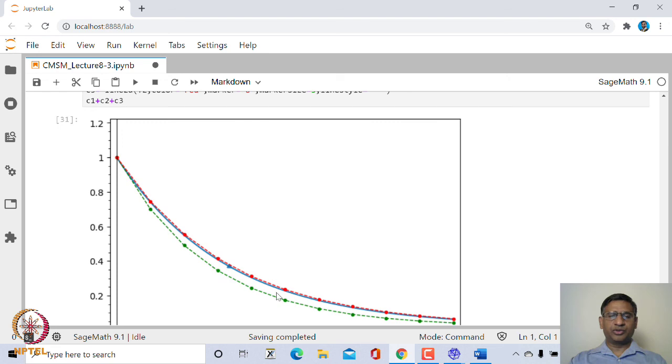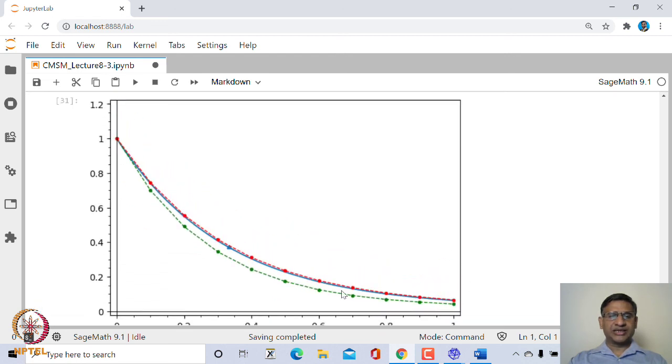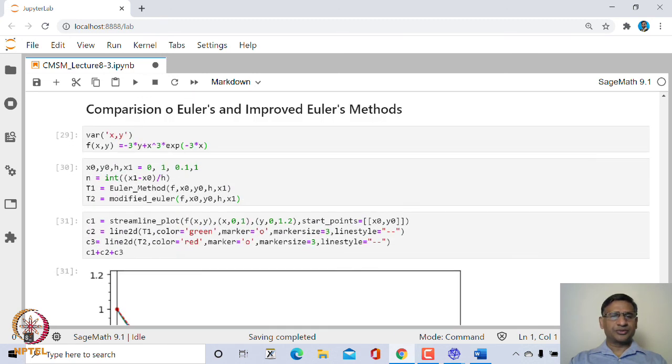So here this blue one is the exact solution, the red one is the solution obtained using modified Euler's method, and the green one is the solution obtained using Euler's method. So you can see here the green one is quite far away from the blue one. So the error in case of Euler's method is much more.